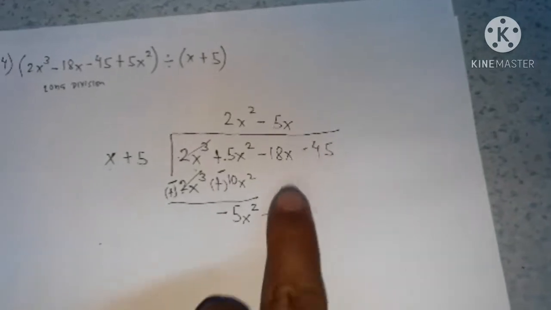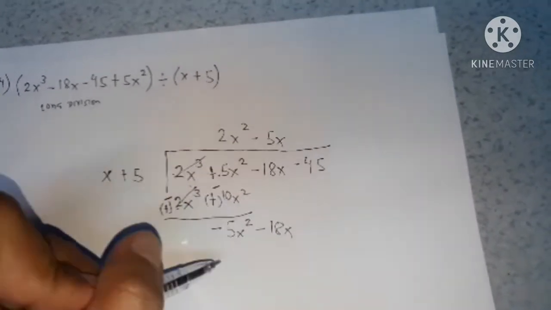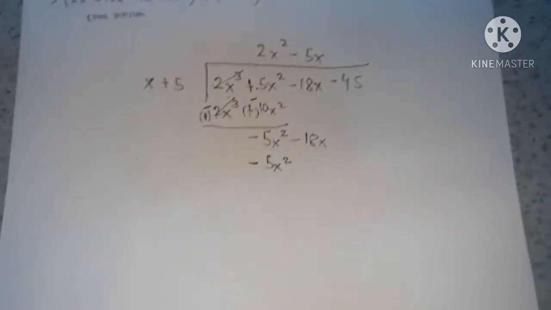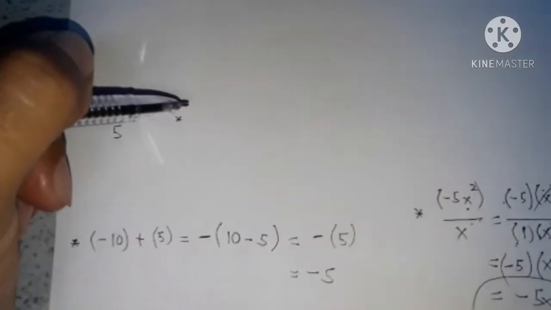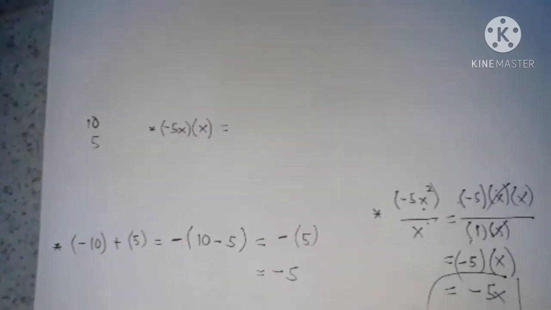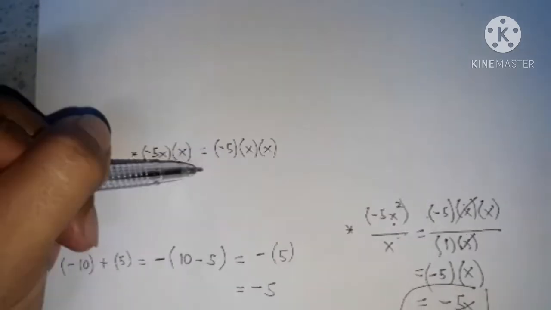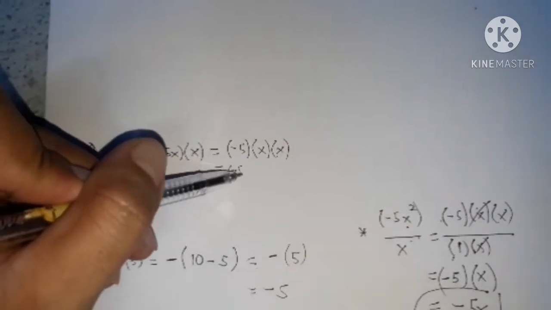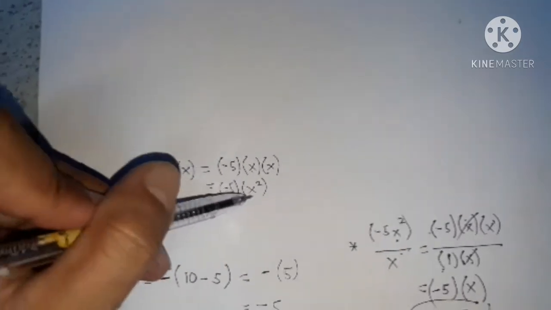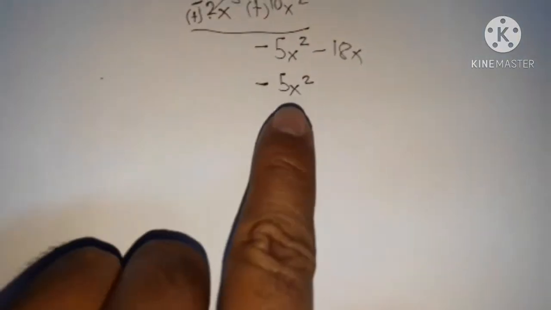And then next, so you have negative 5x times positive x. So that is negative 5x squared. Paano nangyari yun? You have negative 5x times x. So that is equal to negative 5 times x times x. You have x times x is x squared. So negative 5 times x squared, that is negative 5x squared. Ito.